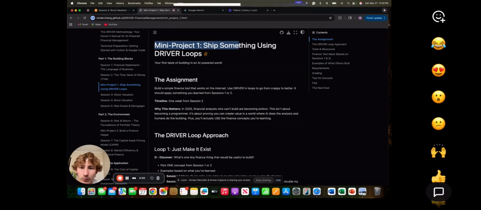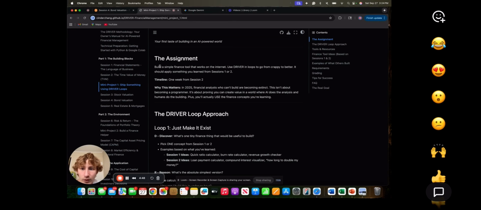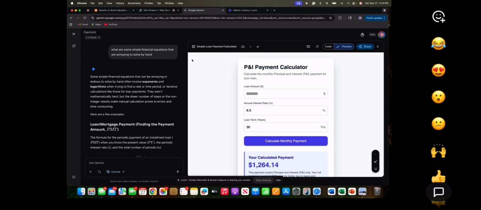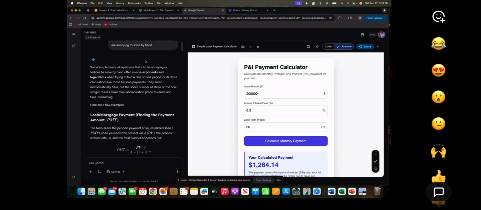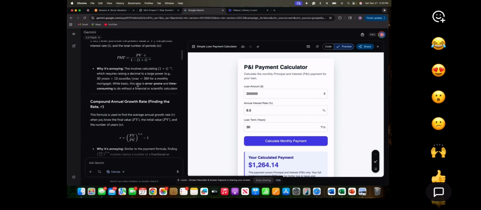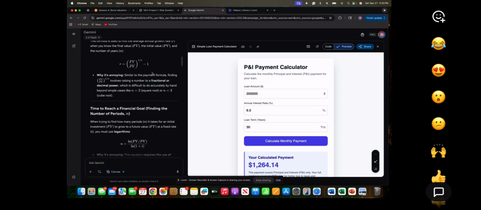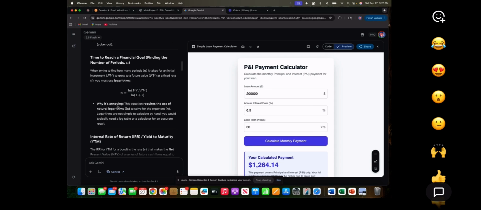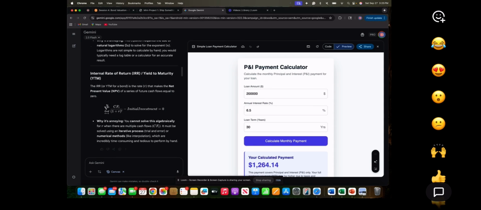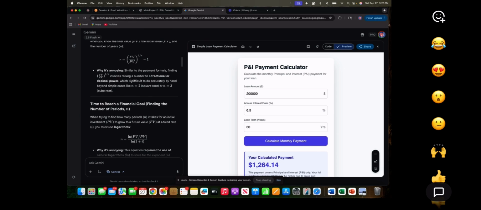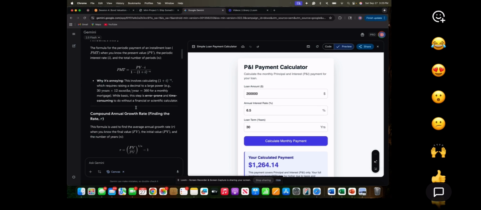So the assignment is mini project one, and I just need to build a finance tool that works on the internet using Driver. If I go to Gemini here, I asked, what are some simple financial equations that are annoying to solve by hand? And they gave us a loan mortgage payment, compound annual growth rate, time to reach a financial goal, and then the internal rate of return. These are equations that are annoying to solve by hand and can be better handled using an app.